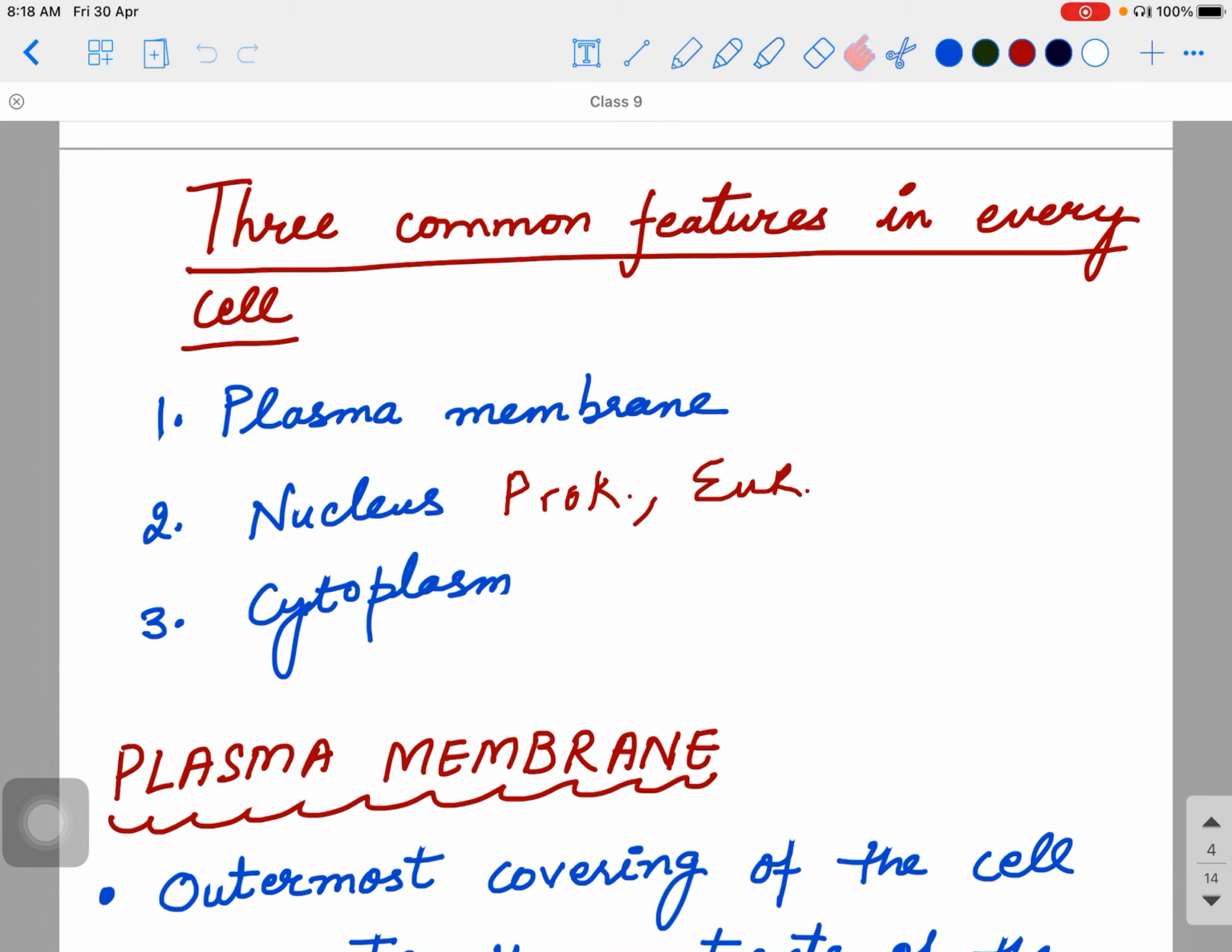If the nucleus is well developed, such cell is called eukaryotic cell, and if the nucleus is not well developed, it is called prokaryotic cell. And third feature that is common in every cell is the presence of cytoplasm. Every cell has a cytoplasm. One by one, we will discuss all these common features. We will start with plasma membrane.